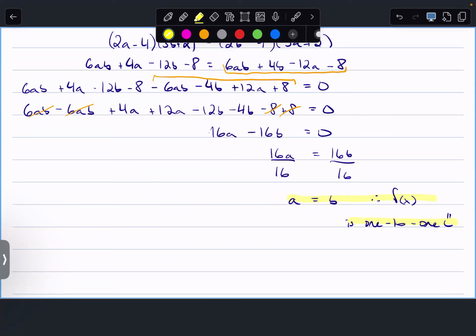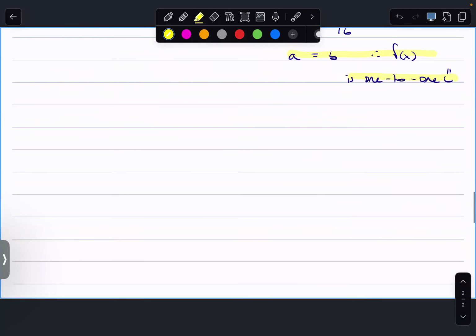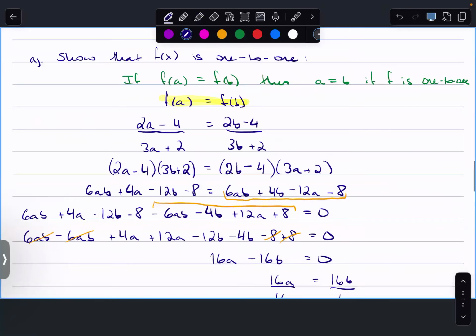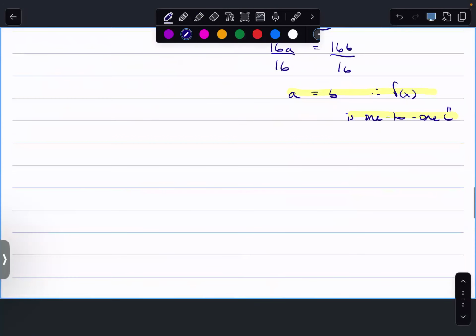Okay, so now we've got a one-to-one function, which means that we can find an inverse. So here we go. What did I call it? Part A, probably. B.